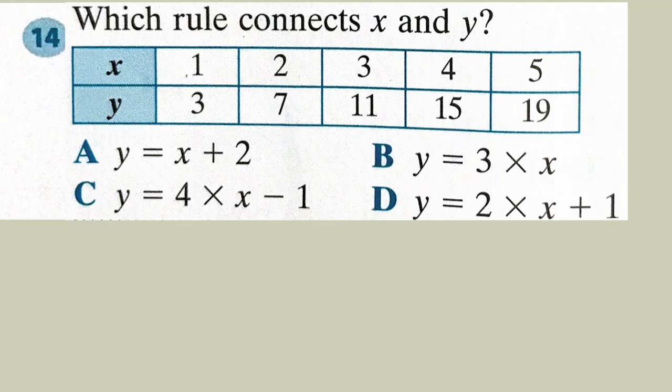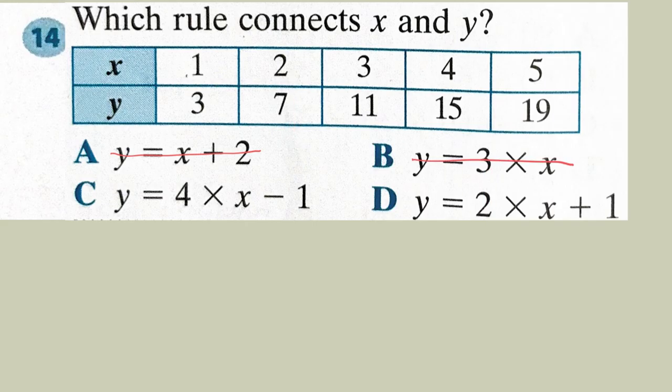So let's just try 2, for instance. If I substitute 2 in here, then 2 plus 2 is 4. It's not 7. So this is not one of the rules. I'll cross it out straight away. Let's go for B. Let's start with 1 again. X is 1. 1 times 3 is 3. And let's go for 2. 2 times 3 is 6. So it's not that one either.